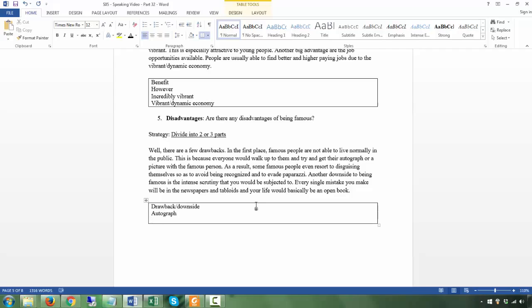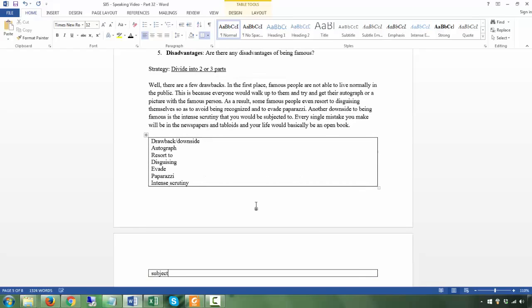As a result, some famous people even resort to, good vocabulary, disguising. Okay, as you can see, these are some slightly more uncommon words. Okay, evade is a good word. Paparazzi. Okay, all these are good words. Another downside is intense scrutiny. Okay, you have your good collocation, intense adjective, scrutiny. Okay, this is also a less common vocab.